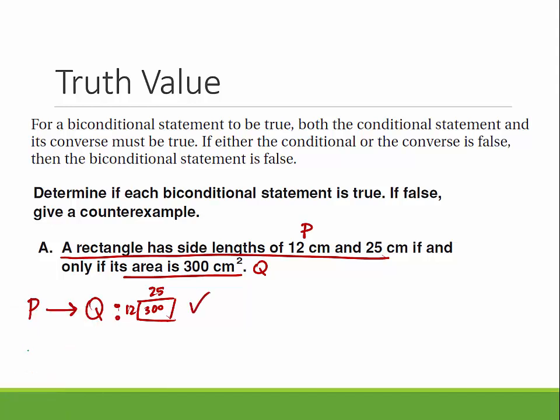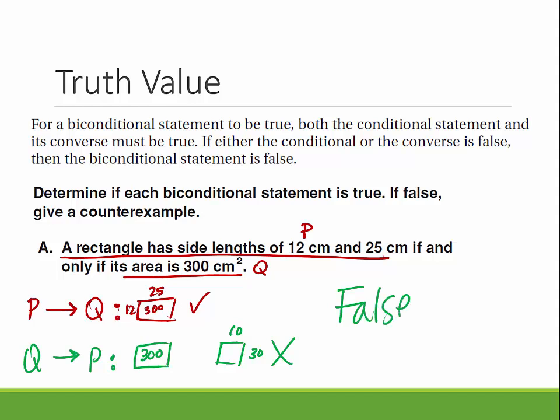Then the other way around, if Q, then P. So if we have an area of 300, are there ways to get to it besides 12 and 25? Well, yeah, we could have something like 10 by 30, and that would also give us 300. So the converse is false. Even though the conditional statement is true, the converse is false. So that means this biconditional statement is false. And here's our counterexample.